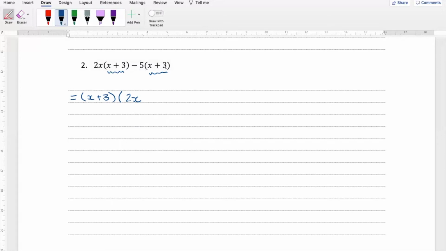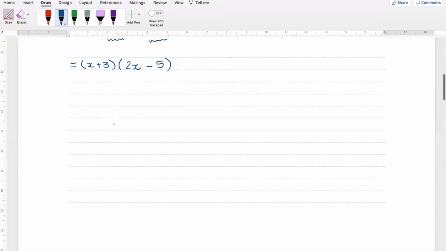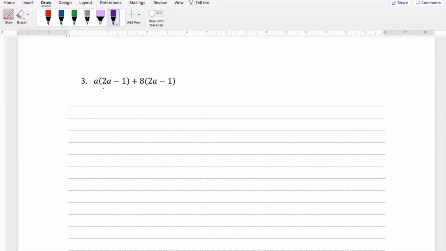Now, if I take out an (x + 3), what am I left with from this term? You might be tempted to say plus 5, but be very careful. This sign over here is applicable to the 5, so you're left with minus 5. And that's it. That's everything factorized. Easy peasy, lemon squeezy. So here I've got a times (2a - 1) plus 8 times (2a - 1).